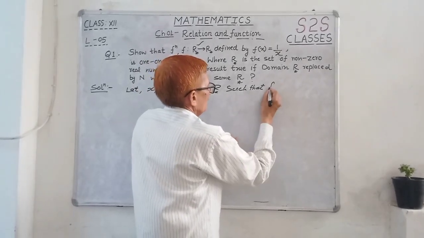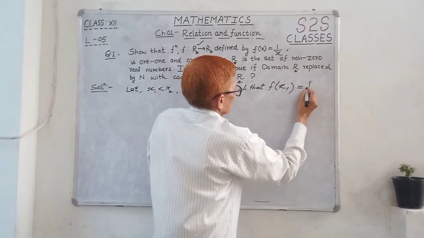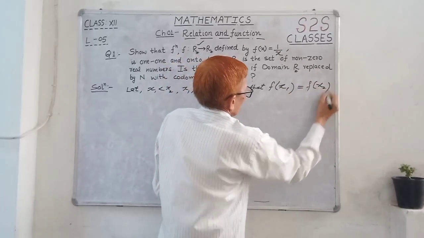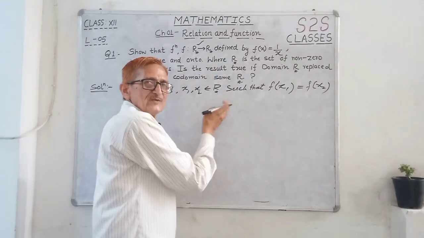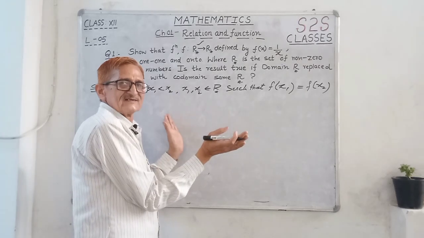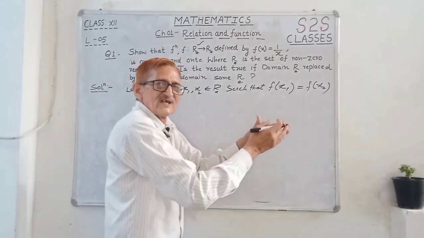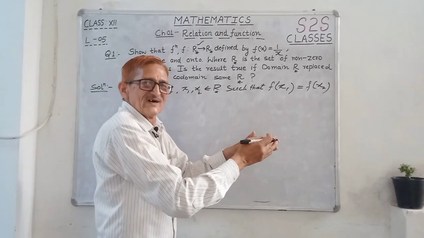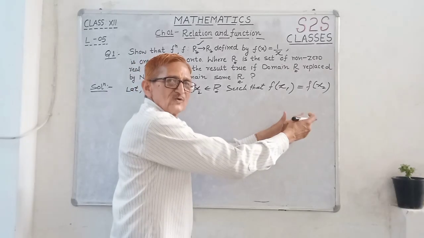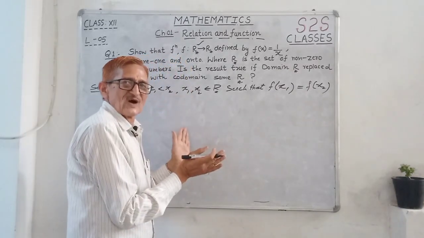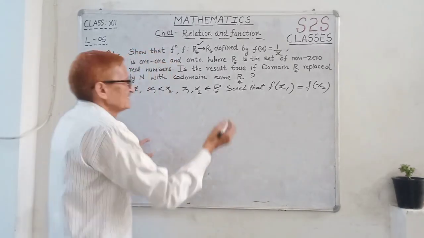So f(x1) is equal to f(x2), means these are the images. So the images are equal, and inputs x1 and x2 are taken different. If x1, x2 are different and images same, that means many-one. If output same, then x1, x2 also equal, hence it will be one-one. So this is the method to prove.